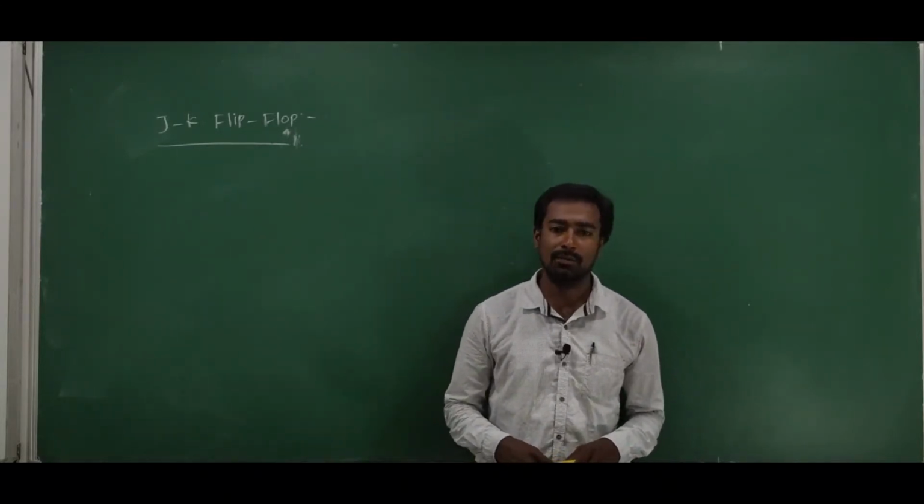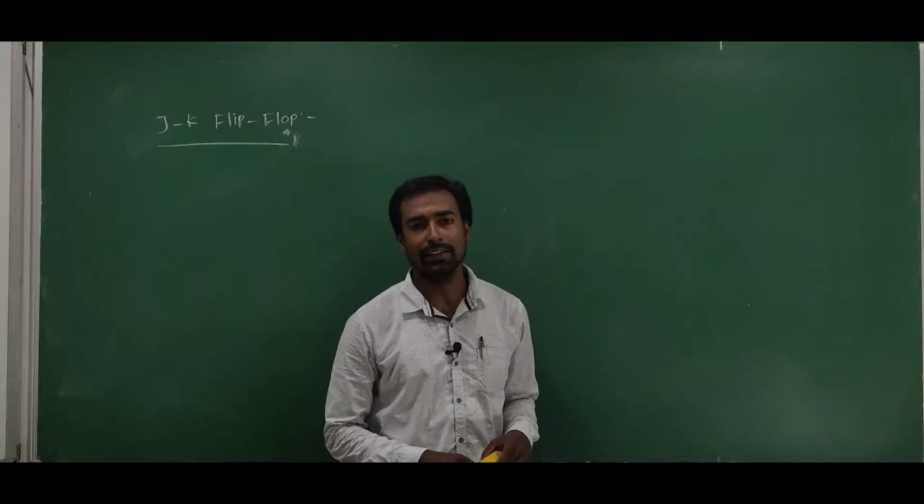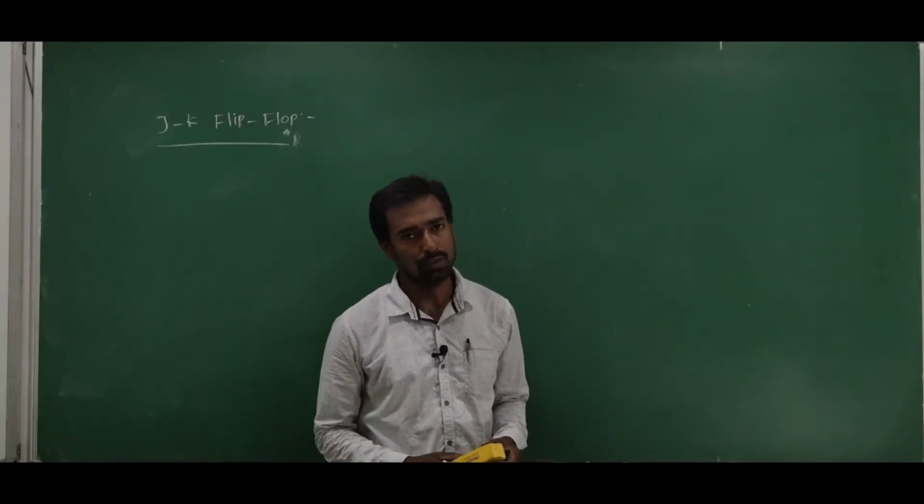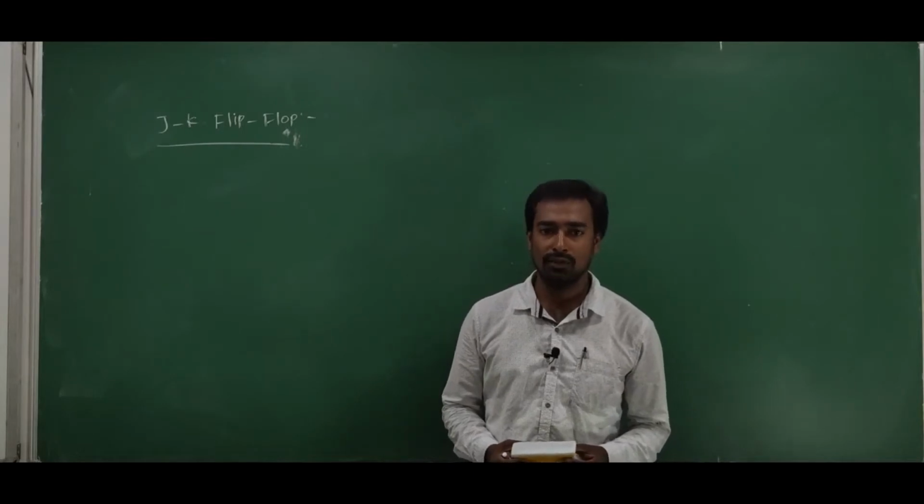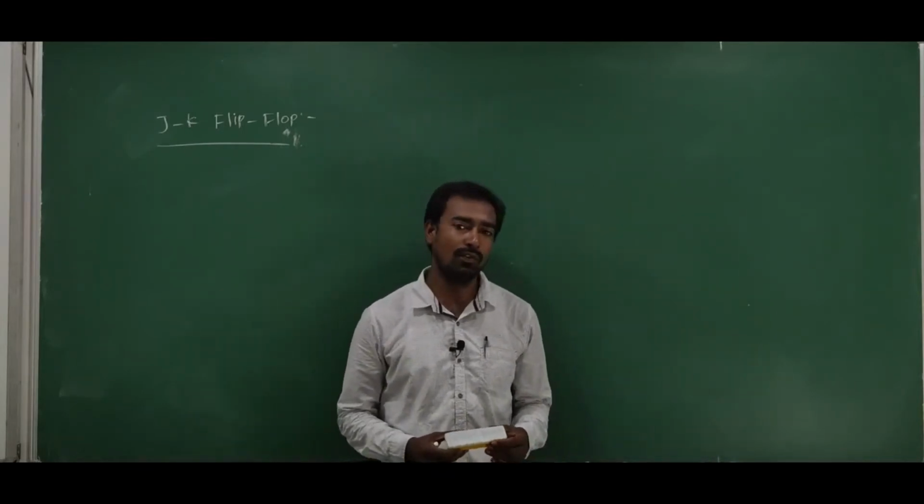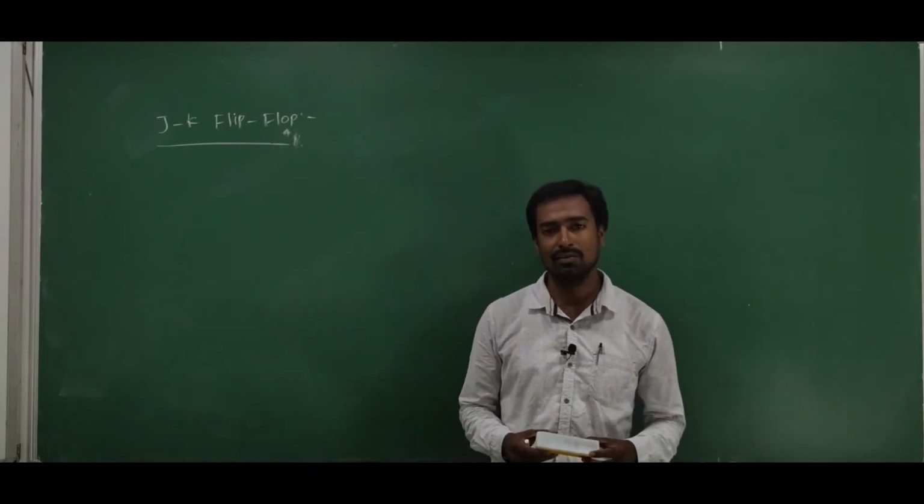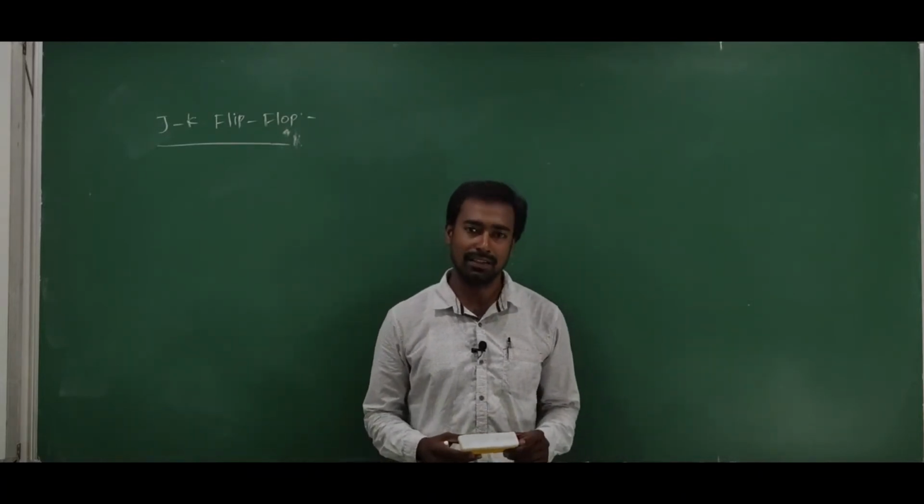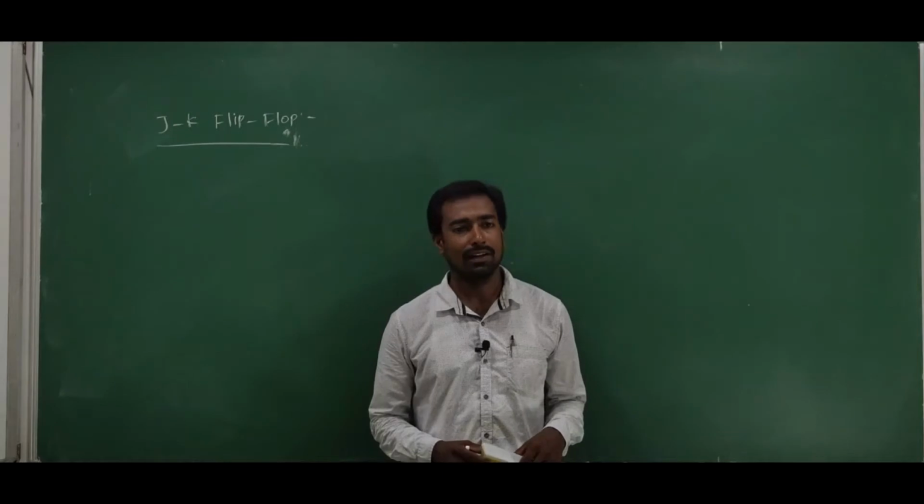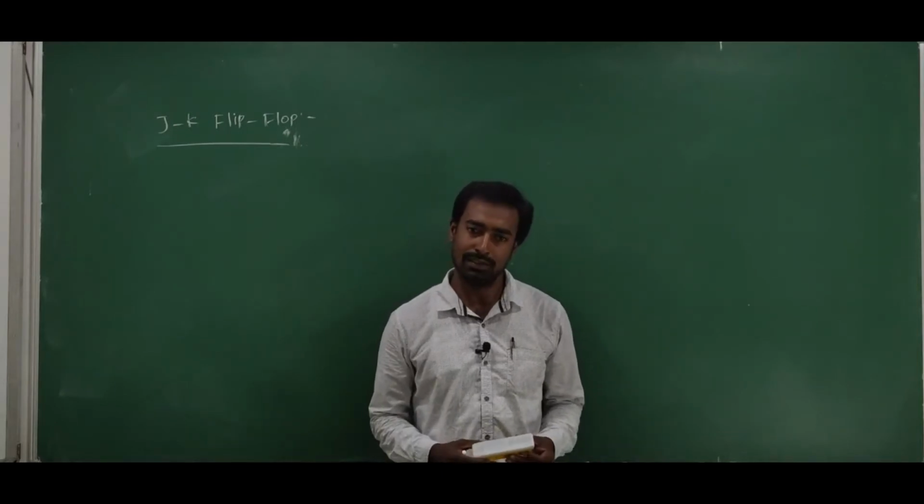Today in this session, I am going to explain the working of the JK flip-flop. In the last class, we already discussed the SR flip-flop. That SR flip-flop has 4 states: the indeterminate or invalid state, the set state, the reset state, and another one, the no change condition.